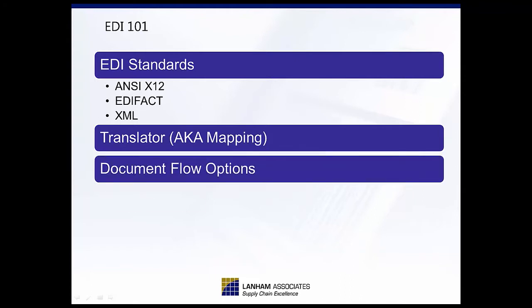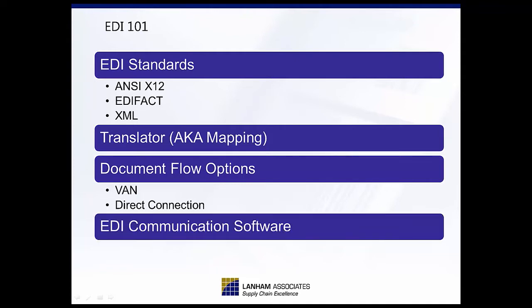Then you've got your document flow options. Your trading partner will tell you, if they are the customer, what options they want. If they want to go through a VAN, or if they want to do a direct connection, where it's directly connecting you with them. And lastly, you will need some sort of EDI communication software. At Lanham Associates, we recommend the Clio Lexicom software. We're very familiar with how it works. And basically, it's a piece of software sitting outside of your firewall that's listening for files to be received and or sent. And all it does is shoot files back and forth.